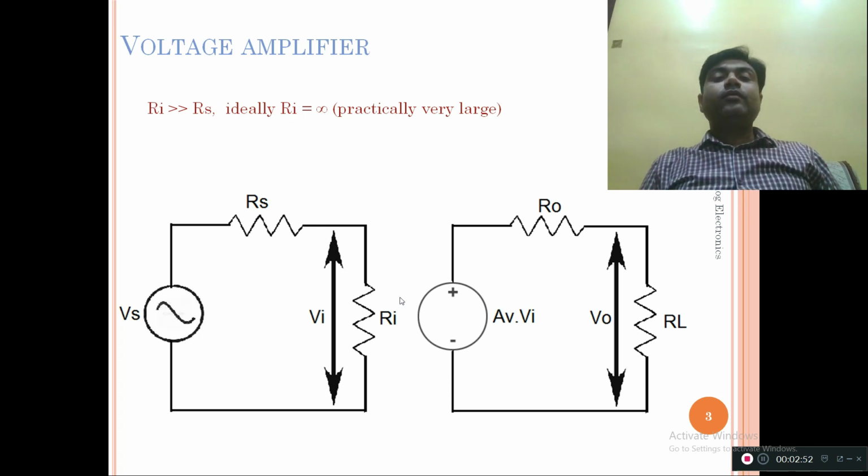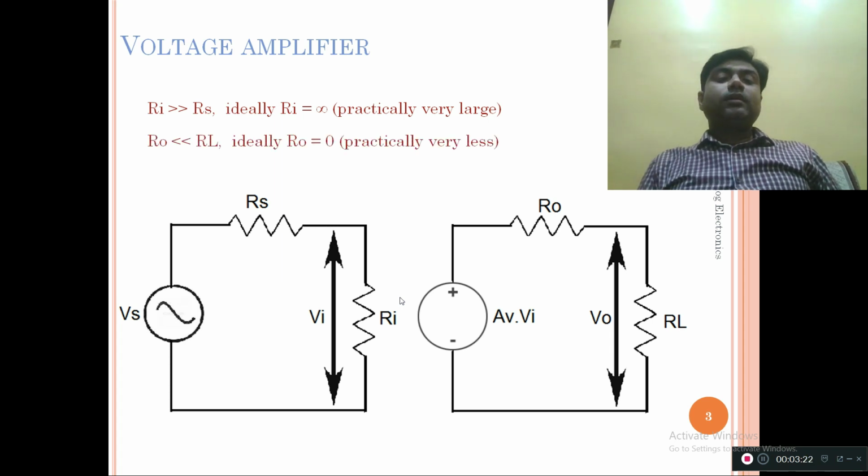This is the output circuit of the voltage amplifier, and as we saw in the previous case, where the voltage was to drop across Ri, here we want the voltage to drop across the load resistance RL, because we want the output to come across RL. What condition does it generate? It generates that the value of Ro must be on the lower side, or RL must be greater than Ro. Ro is practically a very small value, and ideally it can be considered 0, since we want the voltage to appear across the load resistance RL.